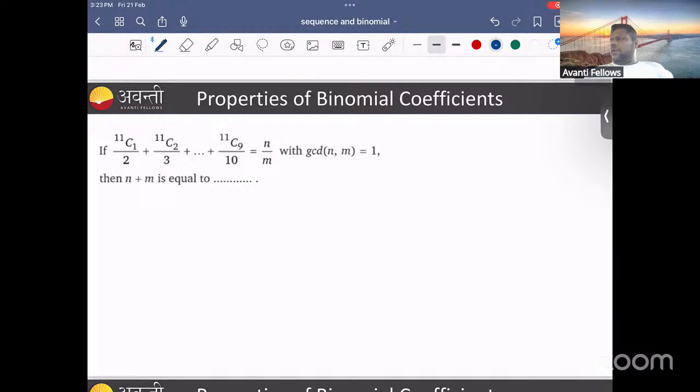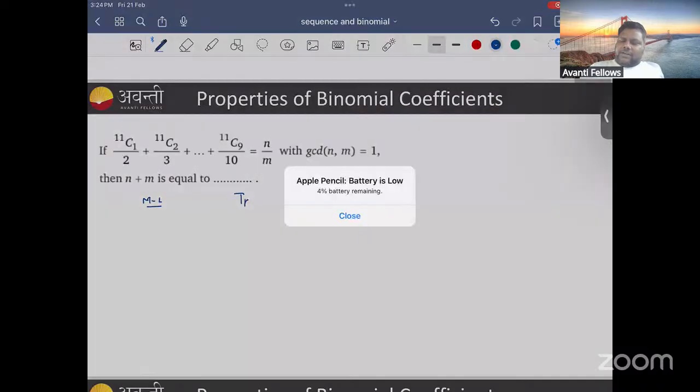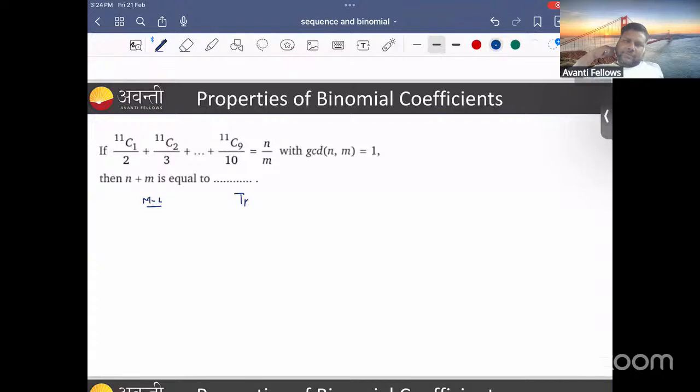Please have a look. If I give you a hint, you can do it using integration. I will explain two methods for this. Method 1: its rth term will be T_r = 11C_r upon r plus 1.